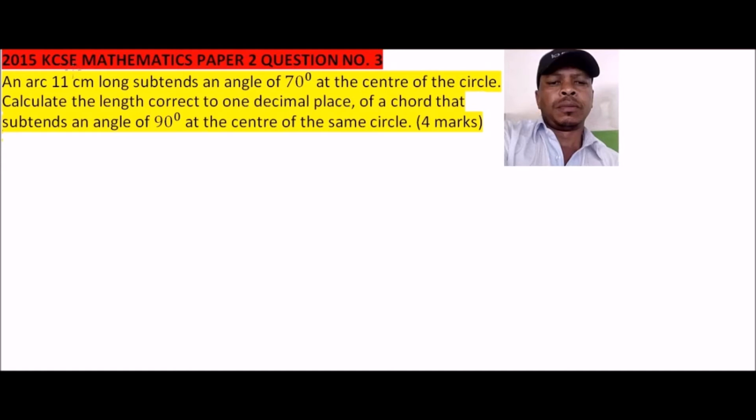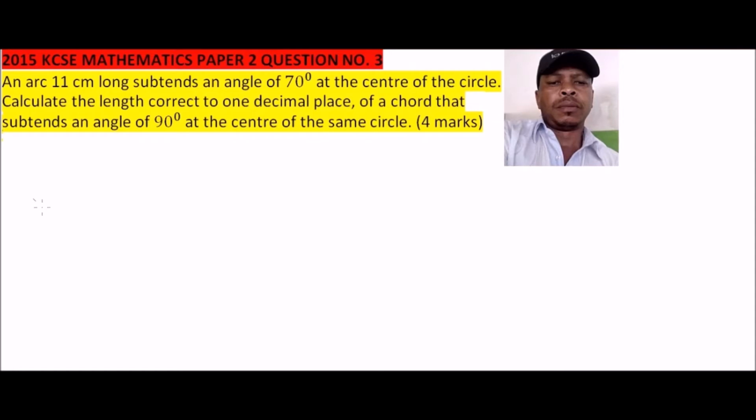Na leo tutaangalia swali yenye ilifanywa 2015 Mathematics paper 2 question number 3. Na inasema an arc 11 cm long subtends an angle of 70 degrees at the center of the circle. Calculate the length, correct to 1 decimal place, of a chord that subtends an angle of 90 at the center of the circle. Hapo unapewa marks 4.